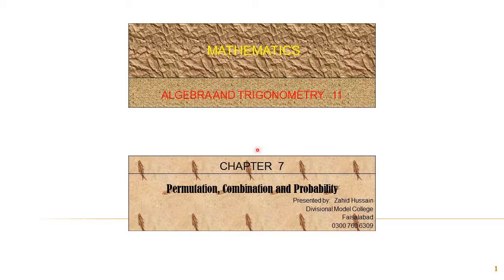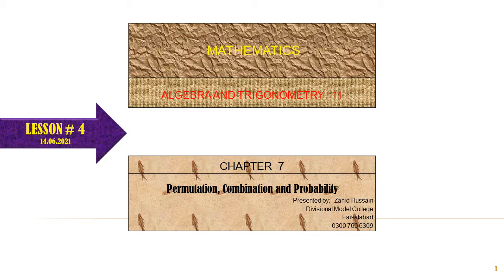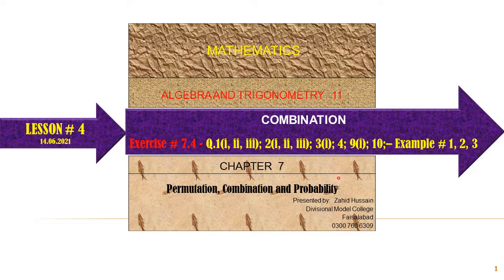As you know, we are studying mathematics for class 11, and it's chapter number 7, which is permutation, combination, and probability. Today, in lesson number 4, we will study combination, and we will solve some questions of exercise 7.4. These questions are included in your reduced syllabus. And you also have to solve example number 1, 2, and 3.